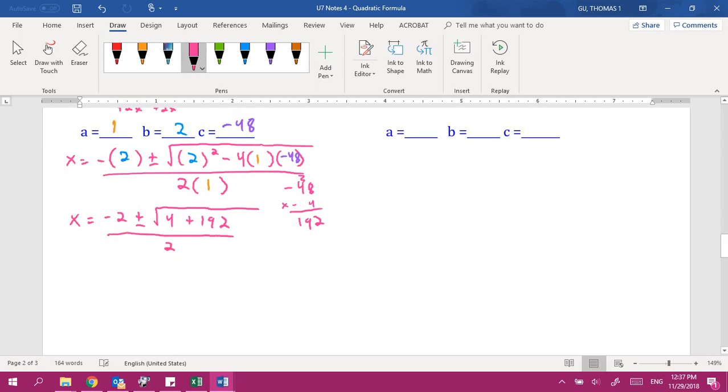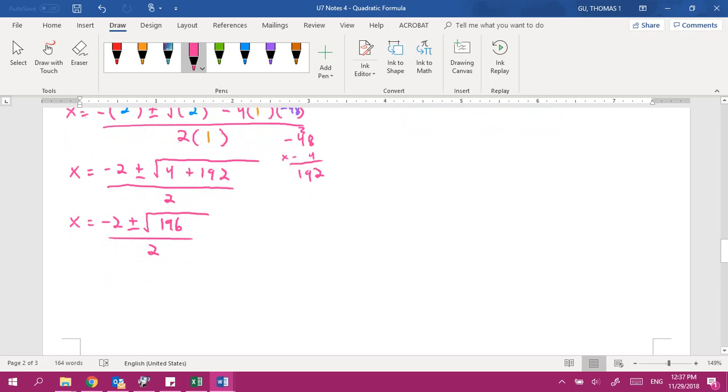Okay. What's next after this? Combine inside the square root sign, right? So x equals negative 2 plus or minus square root of, what's 192 plus 4? 196, over 2. What's the step after we combine inside the square root? Simplify the square root. So x equals negative 2 plus or minus, what is the square root of 196?